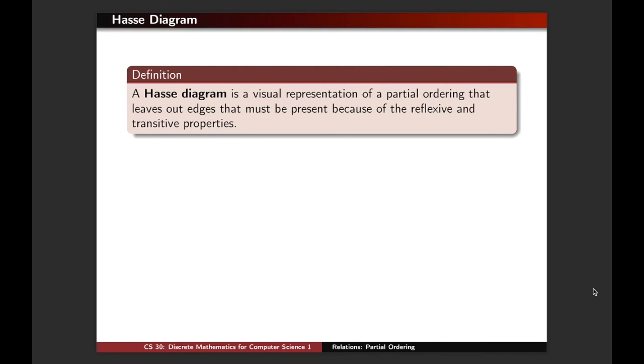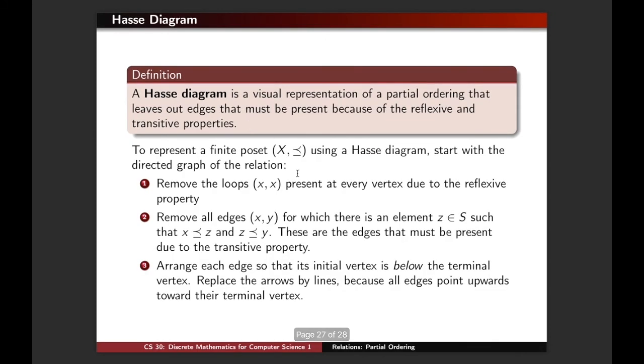We end this lesson by introducing the concept of a hash diagram. A hash diagram is a visual representation of a partial order relation. It leaves out edges that must be present because of the reflexive and transitive properties. So how do we construct a hash diagram given a finite OSET? As given here, we have to perform these 3 steps. We will start with the original diagram we introduced earlier.